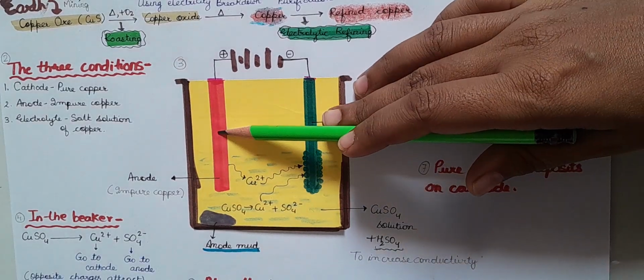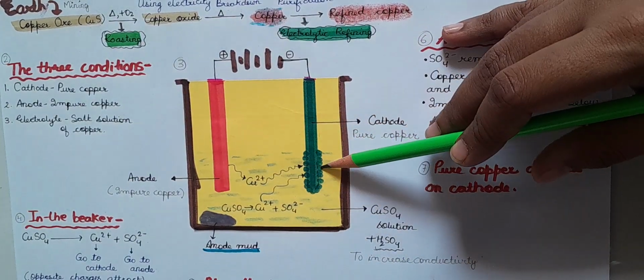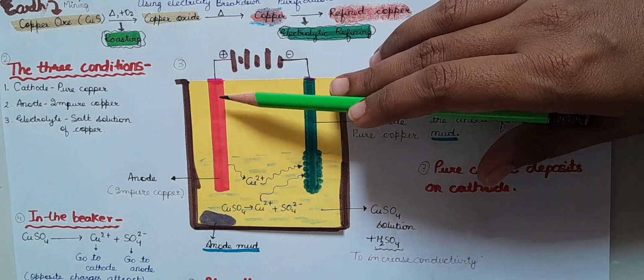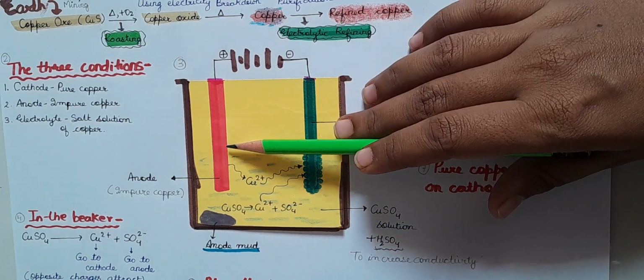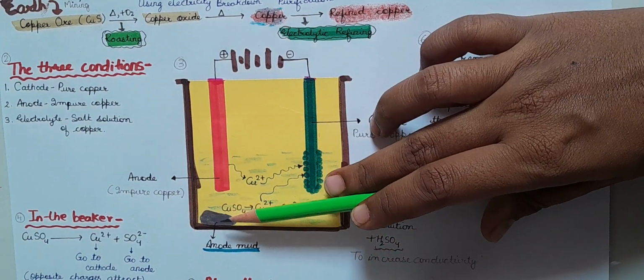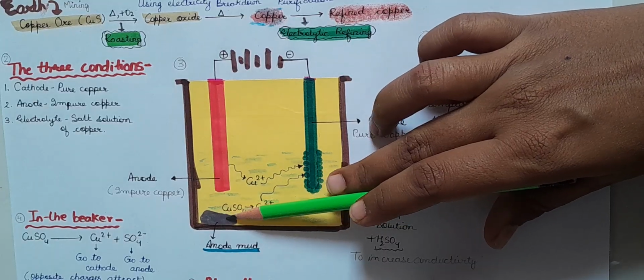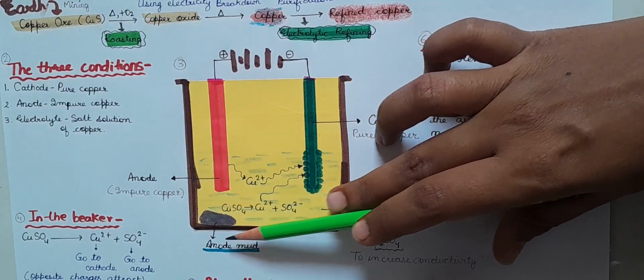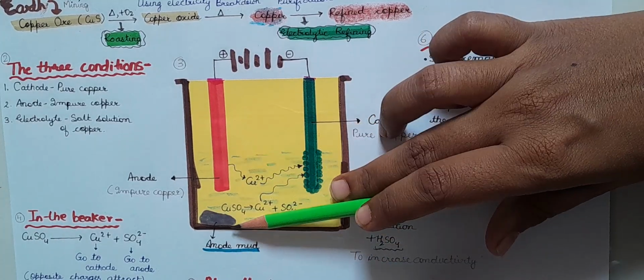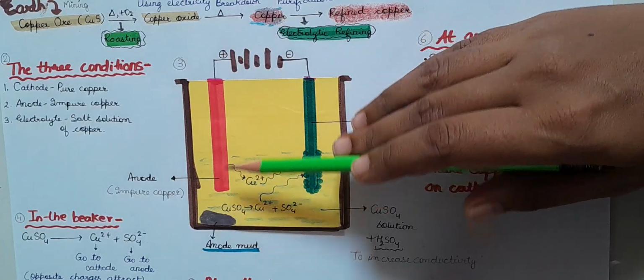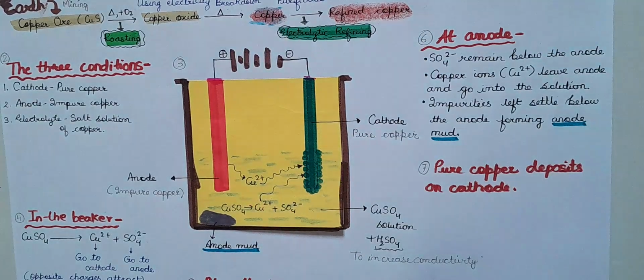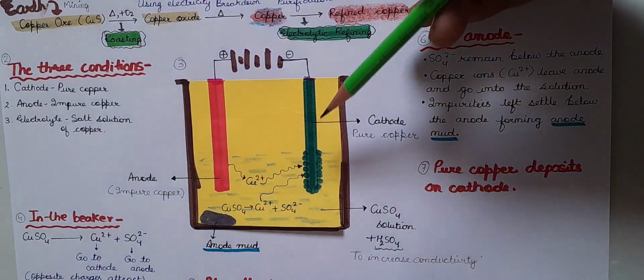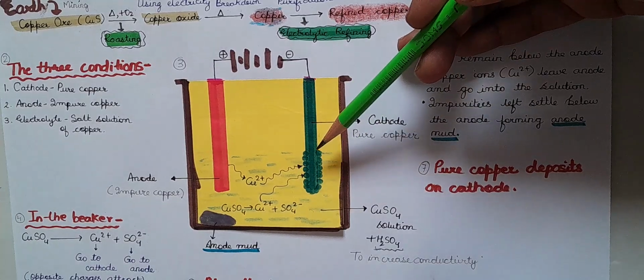अब अगर यहाँ से कॉपर आयंस निकल के कैथोड पे जमा हो जा रहे हैं तो इम्प्योरिटीज़ कहाँ जाएंगी? वो तो नहीं जा सकती कैथोड के पास. So the impurities fall down. They combine with the sulfate ions and they form the waste material which is called anode mud. It is called anode mud because the waste material is collected below the anode. Pure copper gets deposited on the cathode in this way.